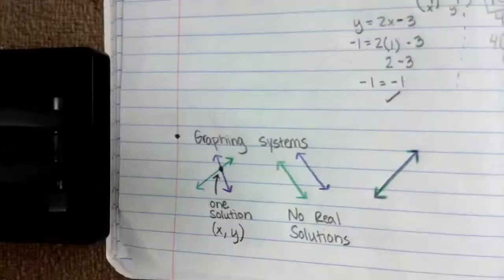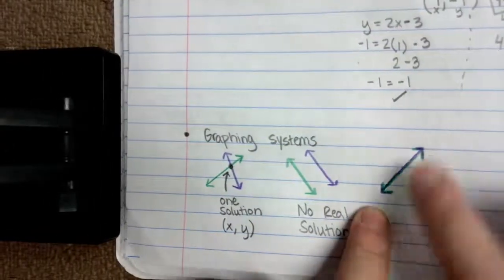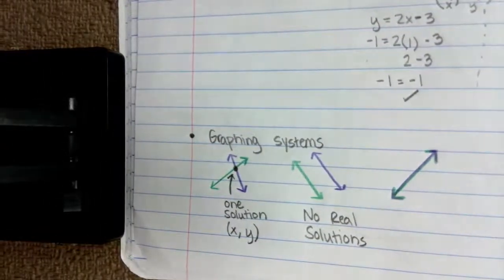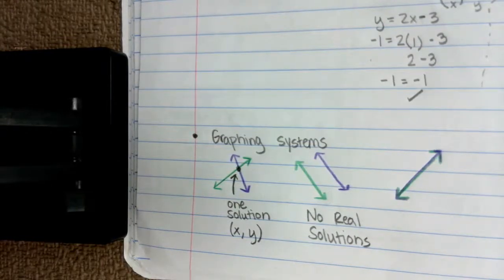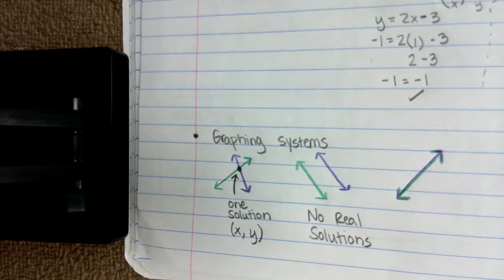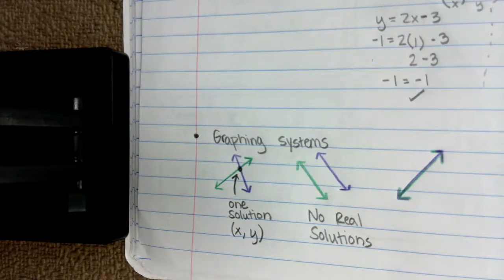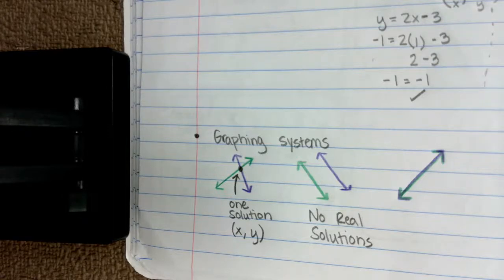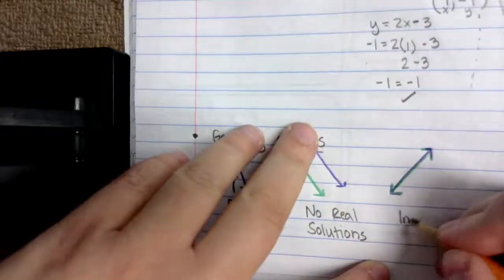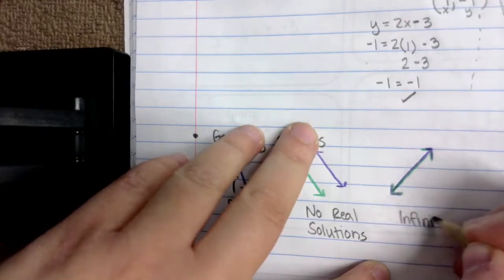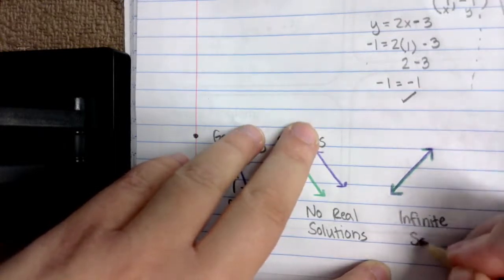Okay, so I know it's kind of hard to see, but what I did first was the purple line, and then the green line was right on top of it. They're really the same line. So how many points will those 2 lines touch all at the same time? All of them. And how many points are there on a line? Infinite. What does infinite mean? Yeah, it never stops. So this one has infinite solutions.